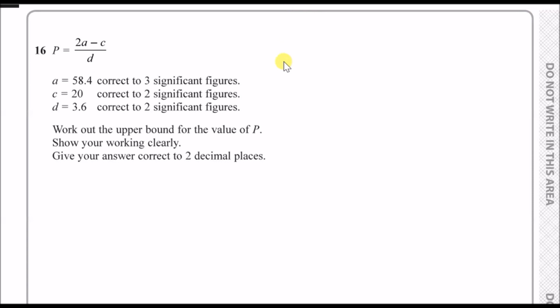To do this, I always do it like this, guys. I always write A, C, and D, so always write your variables. Always use inequality signs like this, with a less than or equal to on the left and a less than on the right hand side. Then you put your lower bound values on the left hand side and your upper bound on the right. To get an upper bound for each of these values, you just have to think about what the next decimal point would have been for each one.